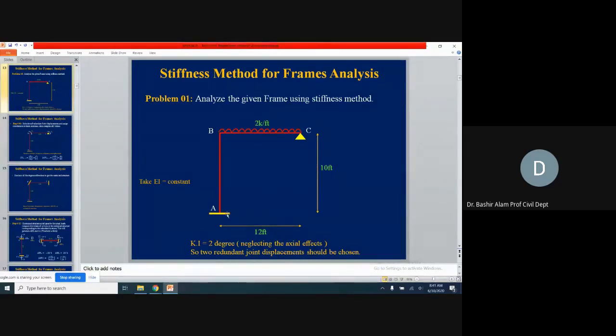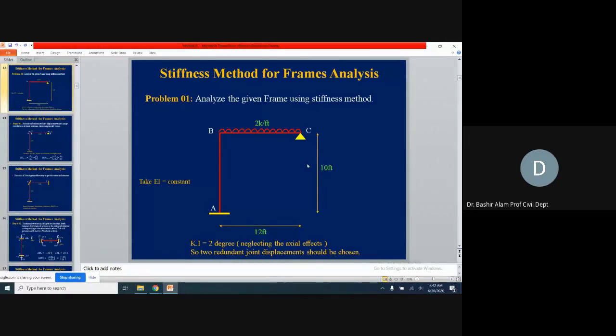At A, we have 3 constraints: vertical, horizontal, and moment. And at C, we have 2 constraints, vertical and horizontal reactions. So we got 5 constraints. Taking into account these supports, members, and everything, it's 9 minus 5 equal to 4 degrees kinematically indeterminate problem.